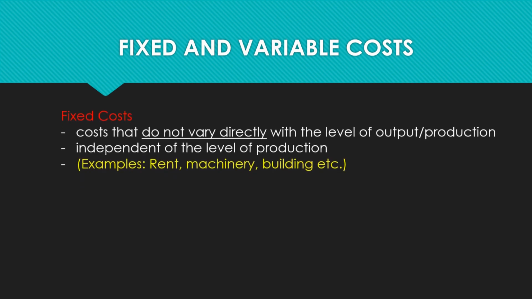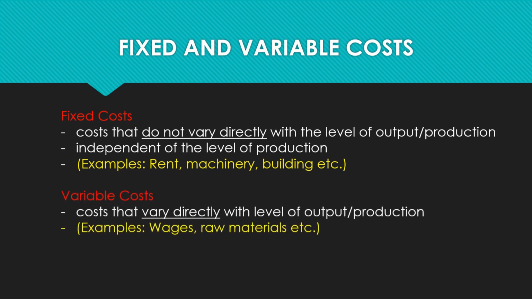Let us now discuss the two key types of costs faced by a firm when operating a business. The first type would be fixed costs. Fixed costs are costs that do not vary directly with the level of production, meaning that they do not depend on the level of output. So if you have zero production, zero output, you will still incur a certain amount of fixed costs. Examples would be rent, the machine you bought, and the building, etc.